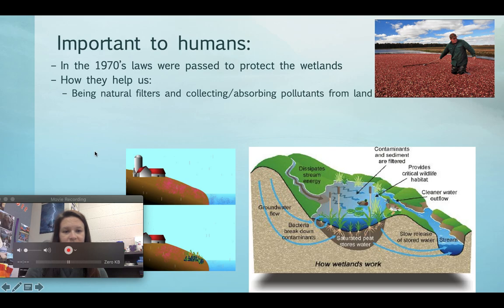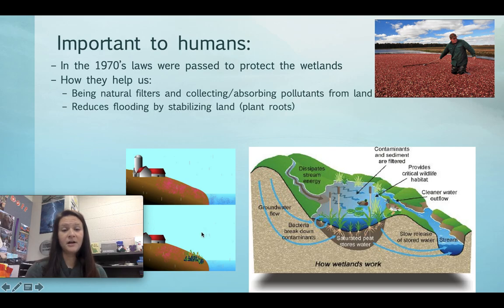It will collect it right there. It also stabilizes the land. Remember that I told you that root systems will anchor land in place, and that's what happens here. So these wetlands will reduce flooding from going up onto land, and also will stabilize the land from eroding into the ocean or whatever water source it's at. So that's very good.